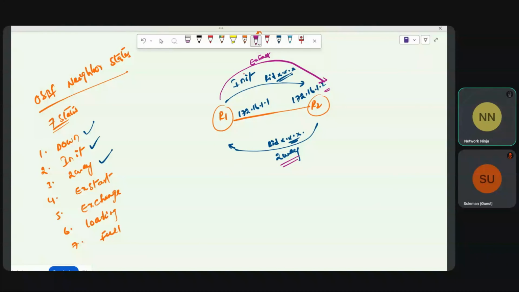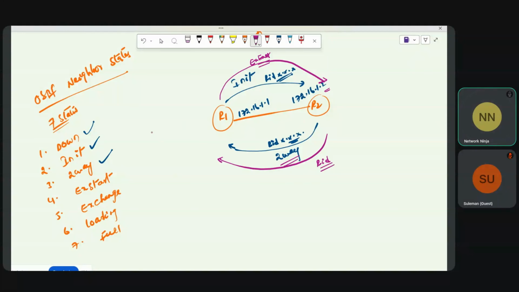In this scenario, what will happen, right? In the exstart state, router 1 is going to tell router 2, hey, I have the highest router ID, so I'm going to exchange the DBD, database description. The same thing, router 2 will also stay in the exstart state. It is also going to send the exstart message, hey, I have the highest router ID.